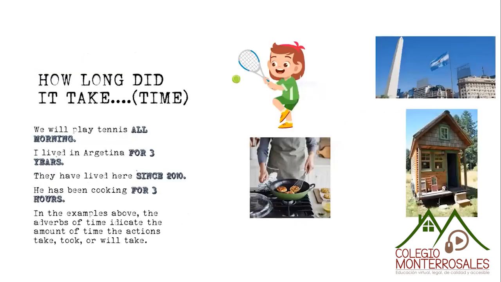Okay, for the second aspect, we have how long did it take? So in this case, we are going to talk about time. Okay, let's read together and find out. Number one, we will play tennis all morning. Let's repeat it. We will play tennis all morning. That means that these two people will in the future play tennis all morning.